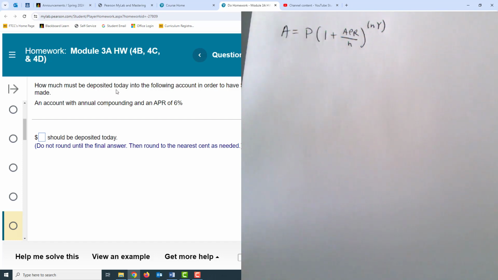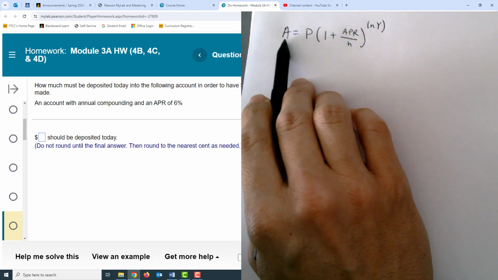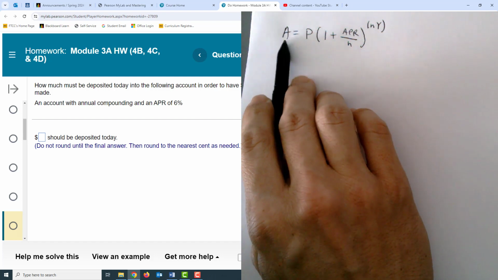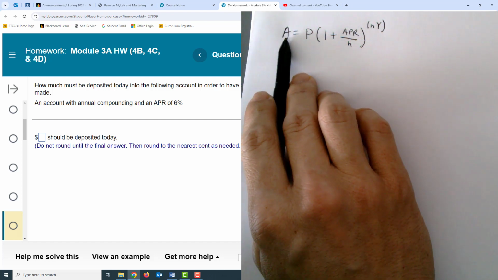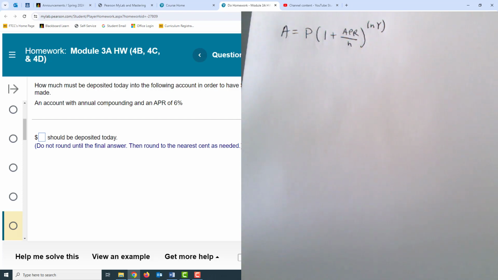Alright, so how much must be deposited today into the following account in order to have 7,000? So you want 7,000 by the end of this term. So that is what you want your accumulated final value to be. So that's, I think I said 7,000, but that's 70,000. You want A to be 70,000, and then of course if you keep reading, 6 years. You need 70,000 for a down payment on a house. So it's not asking you anything about a mortgage, so we're not quite there yet.